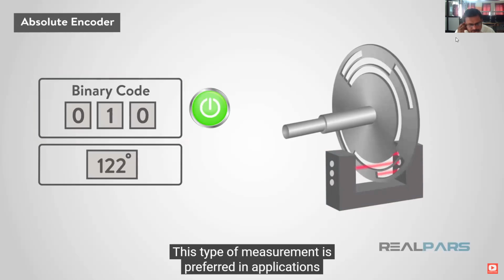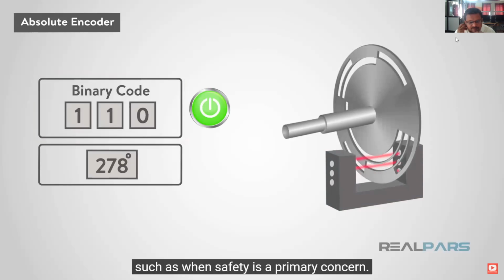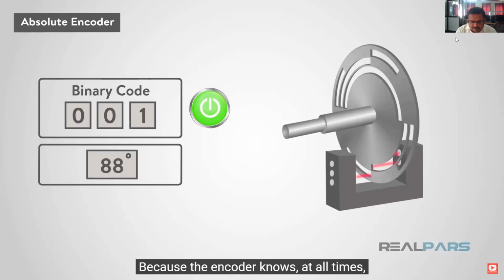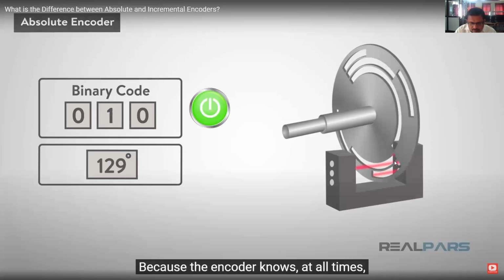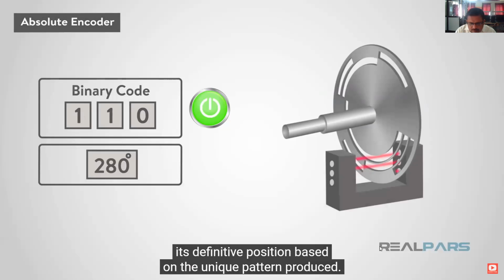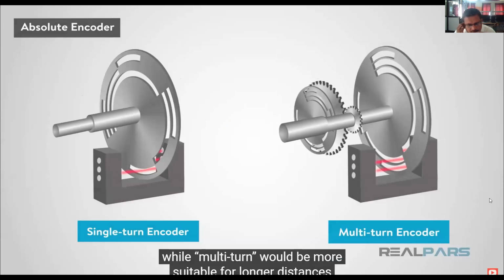This type of measurement is preferred in applications requiring a great degree of certainty, such as when safety is a primary concern, because the encoder knows at all times its definitive position based on the unique pattern produced. Absolute measurement encoders can be single-turn or multi-turn. Single-turn encoders are used for measurements of short distance, while multi-turn would be more suitable for longer distances and more complex positioning requirements.